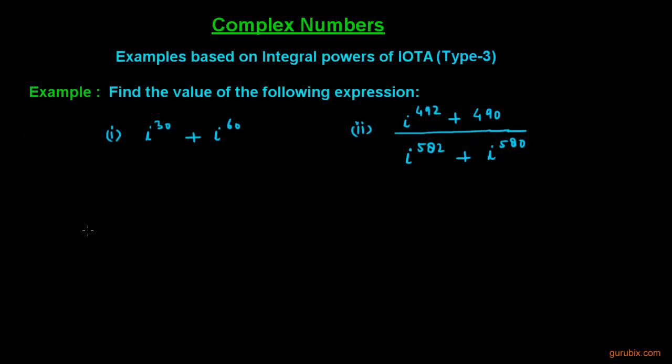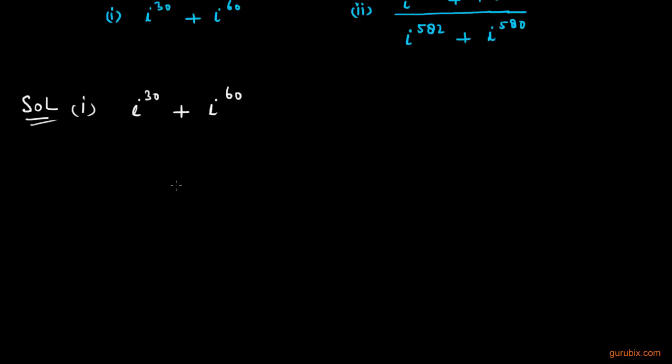Welcome friends, here is another example based on integral power of iota, and we have to solve these two expressions. So let us start with part 1. In part 1 we are given iota raised to the 30th power plus iota raised to the 60th power. So how to do it?